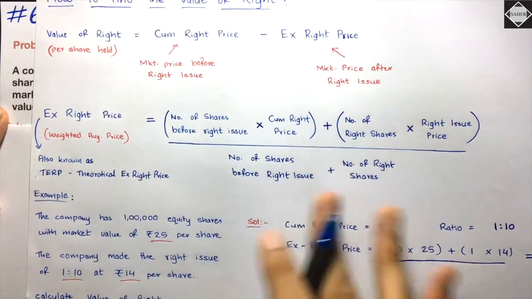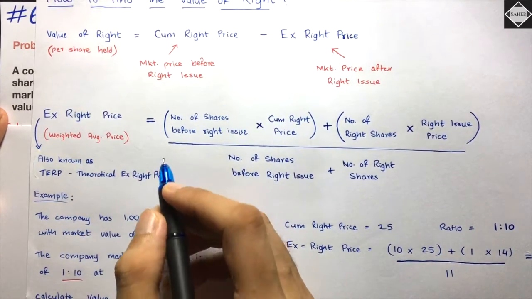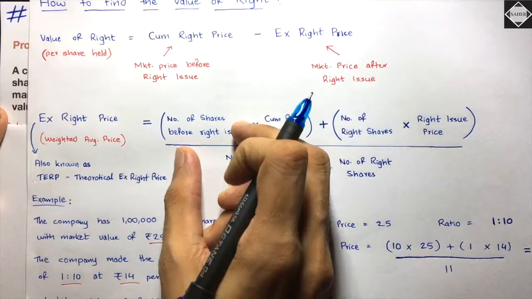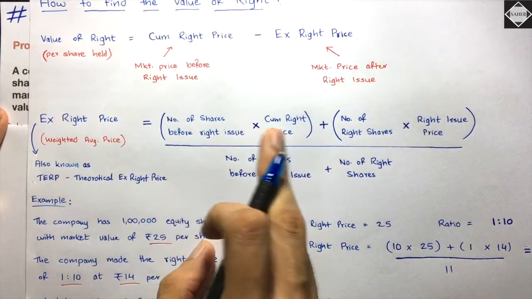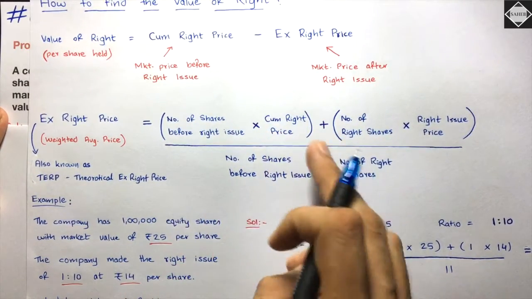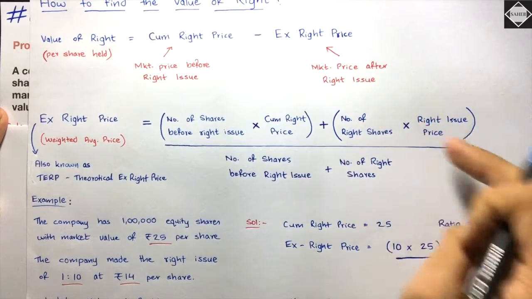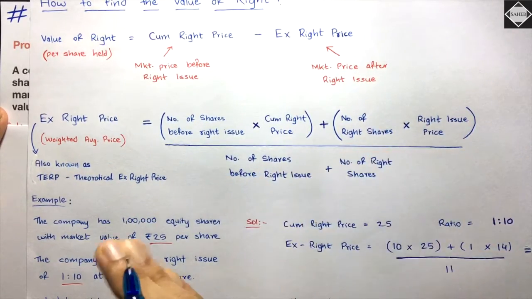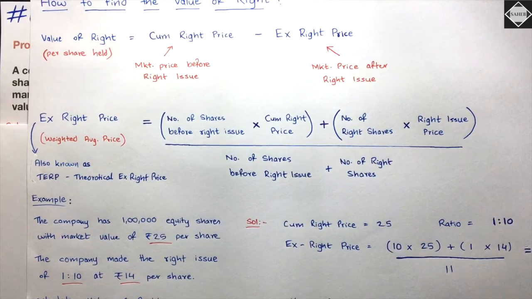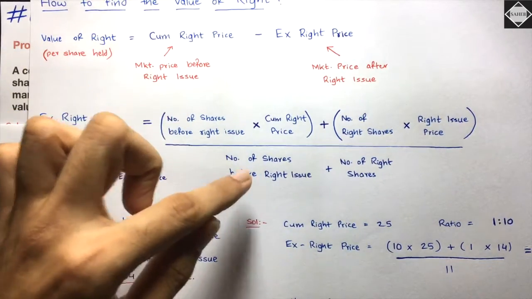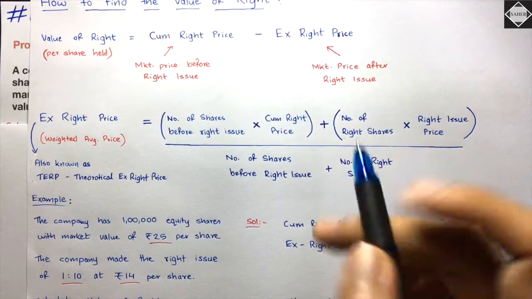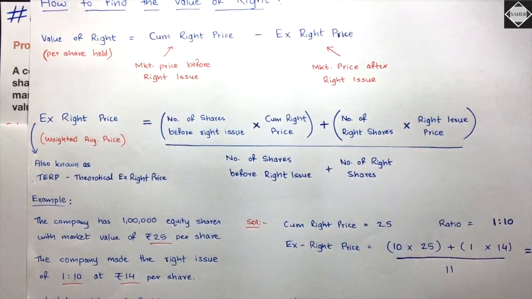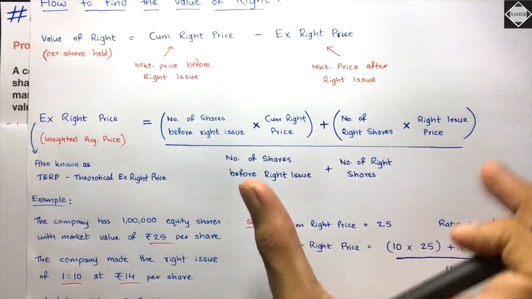So the ex right price formula is really simple. What we do is we take number of shares before the right issue into cum right price, plus number of right shares into right issue price, divided by number of shares before right issue plus number of right shares. These two things are same. These two things are also same. Here you have the cum right price, here you have the right issue price. This is the expanded formula.